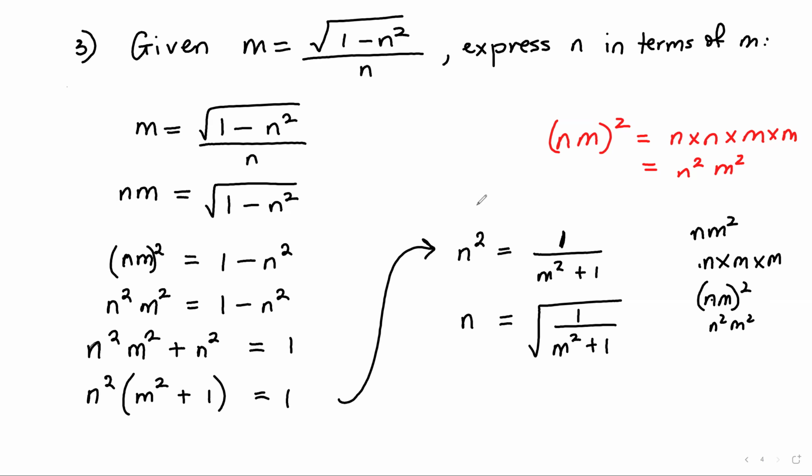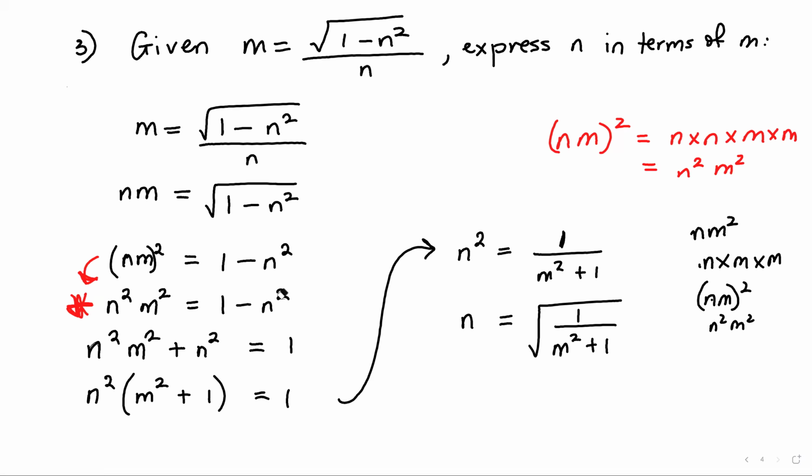So I think that is an important thing to note. If you have it in your book, make sure you put a little asterisk there, right? Because that is a part that I think students may make a mistake at. So nm all squared will be n squared m squared, which is equal to 1 minus n squared.